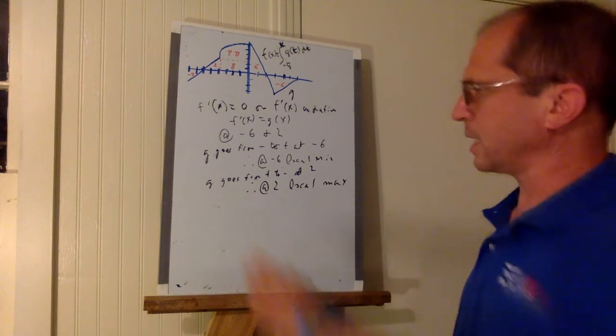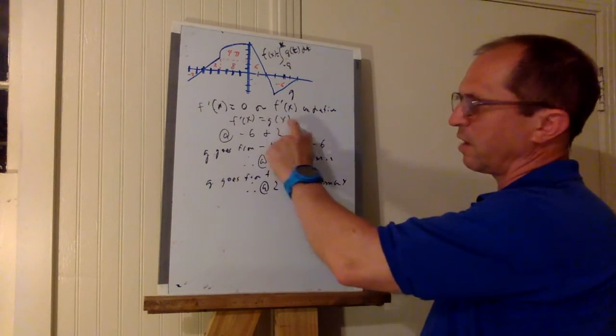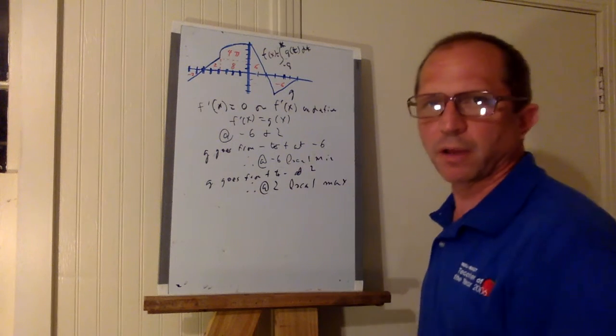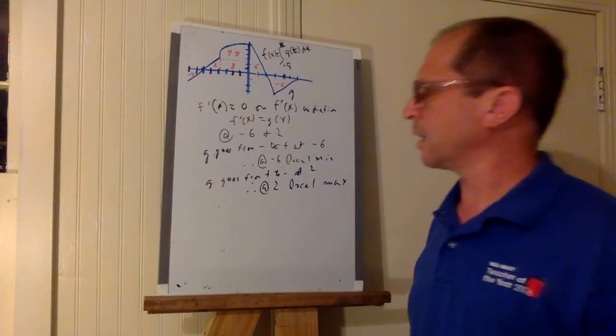Now, it's okay to say this for g because we established here that g is equivalent to f prime. So when we say that g goes from negative to positive, that's the same thing as saying f prime goes from negative to positive. So that is what we're looking at here.